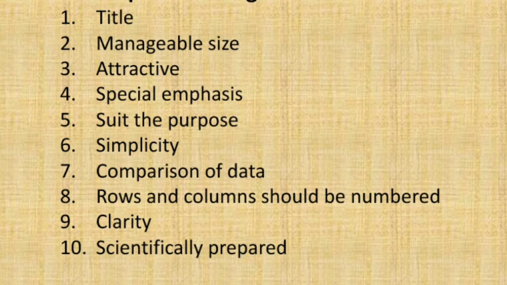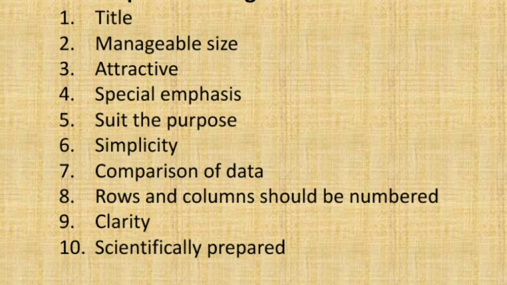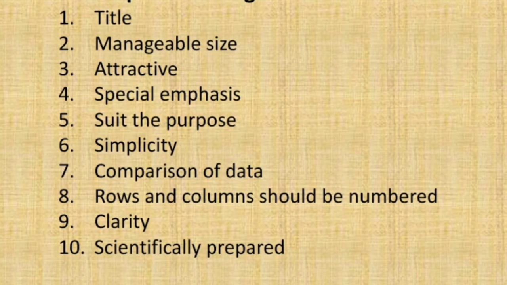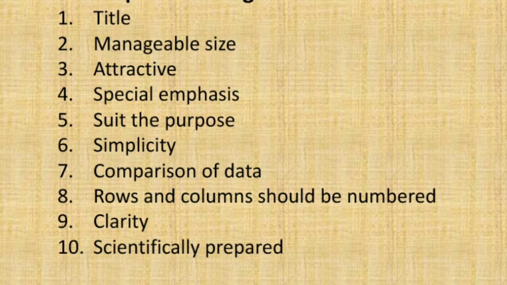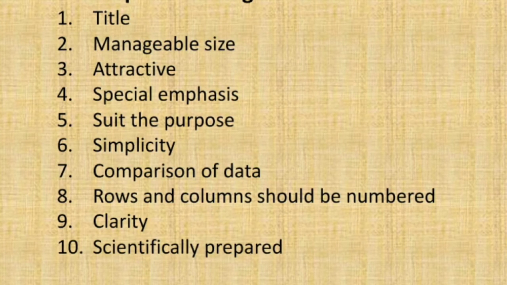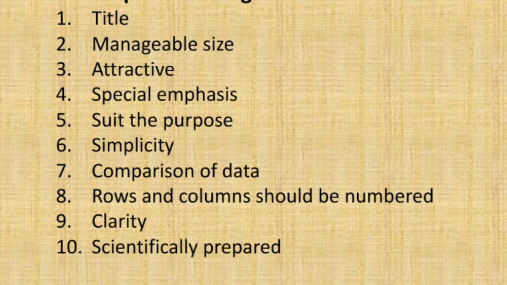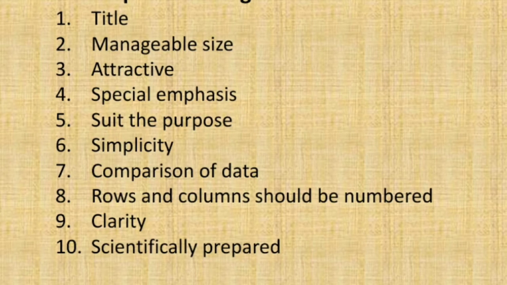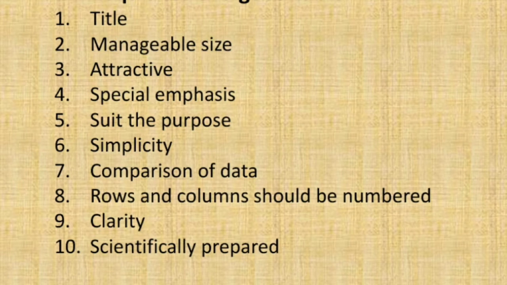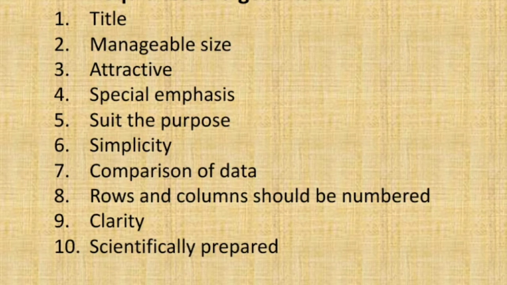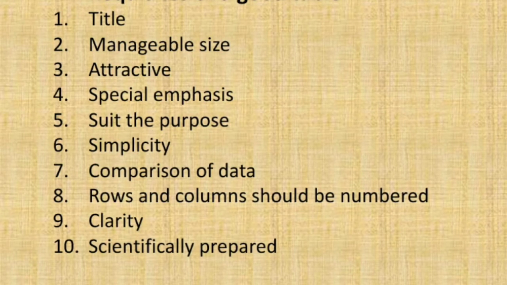The second point is manageable size. The table should be neither too big nor too small. Proper size should be given to that table. The rows and columns should also be properly sized, and the information should be properly presented. The size of the table should be according to the objectives and characteristics of the data. What we want to discuss, what we want to present, depending upon that, the size of the table should be decided.